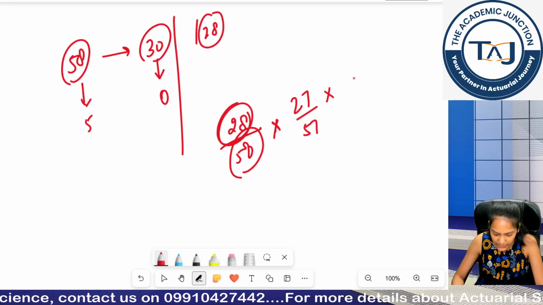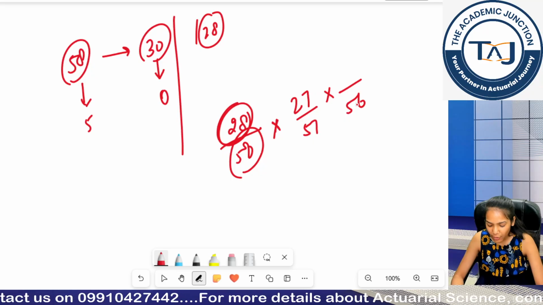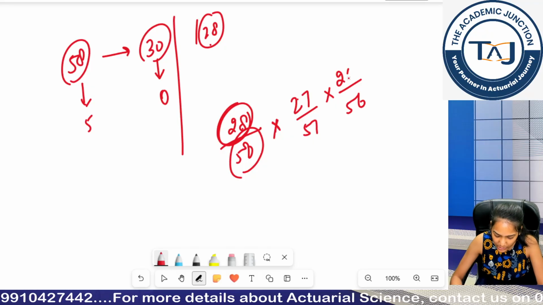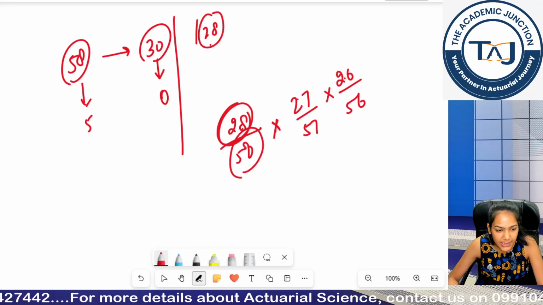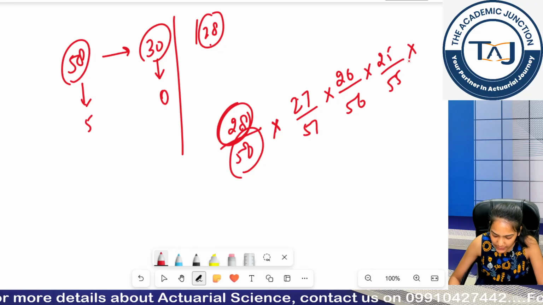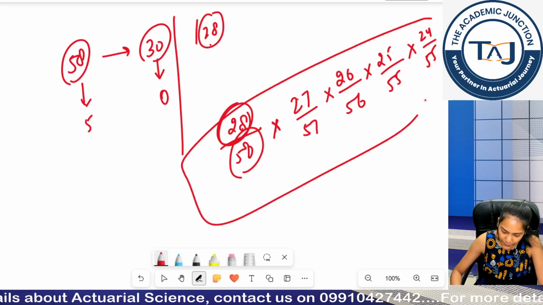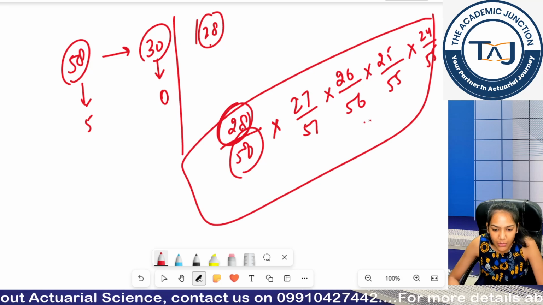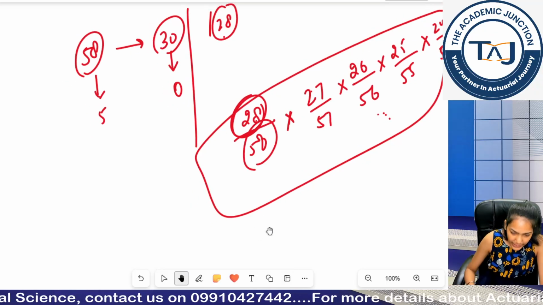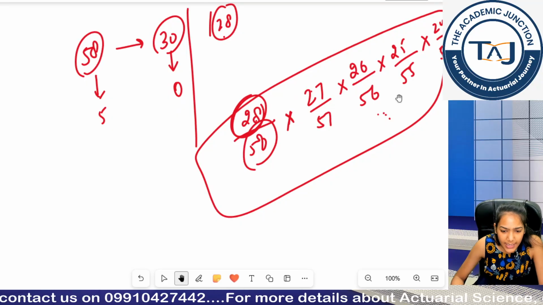Similarly for the third person, now I am left with 56 people and I have already selected 2 people without the qualification out of 28. So how many more are left without the qualification? 26. Similarly for the fourth, it will be 25 by 55 and for the fifth, it will be 24 by 55. So this is how you could do it without the distribution. Clear?